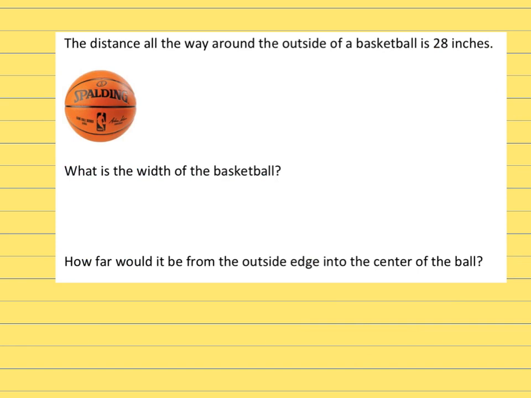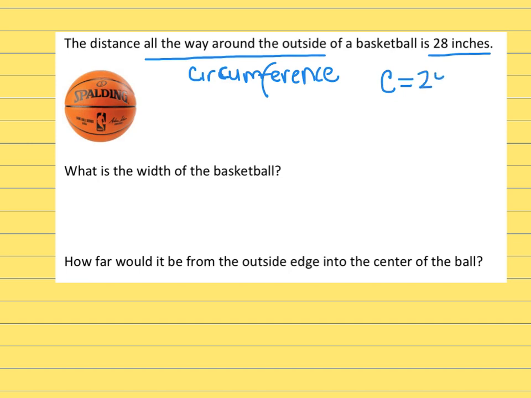Now, if I look at an example that's a real life object, this says the distance all the way around the outside of the basketball is 28 inches. So some clue words so I know what I'm doing here. It says all the way around the outside. That is a clue for circumference. And it says that is 28 inches. So now I know that C equals 28. One of the questions that it wants me to answer is, what is the width of the basketball?